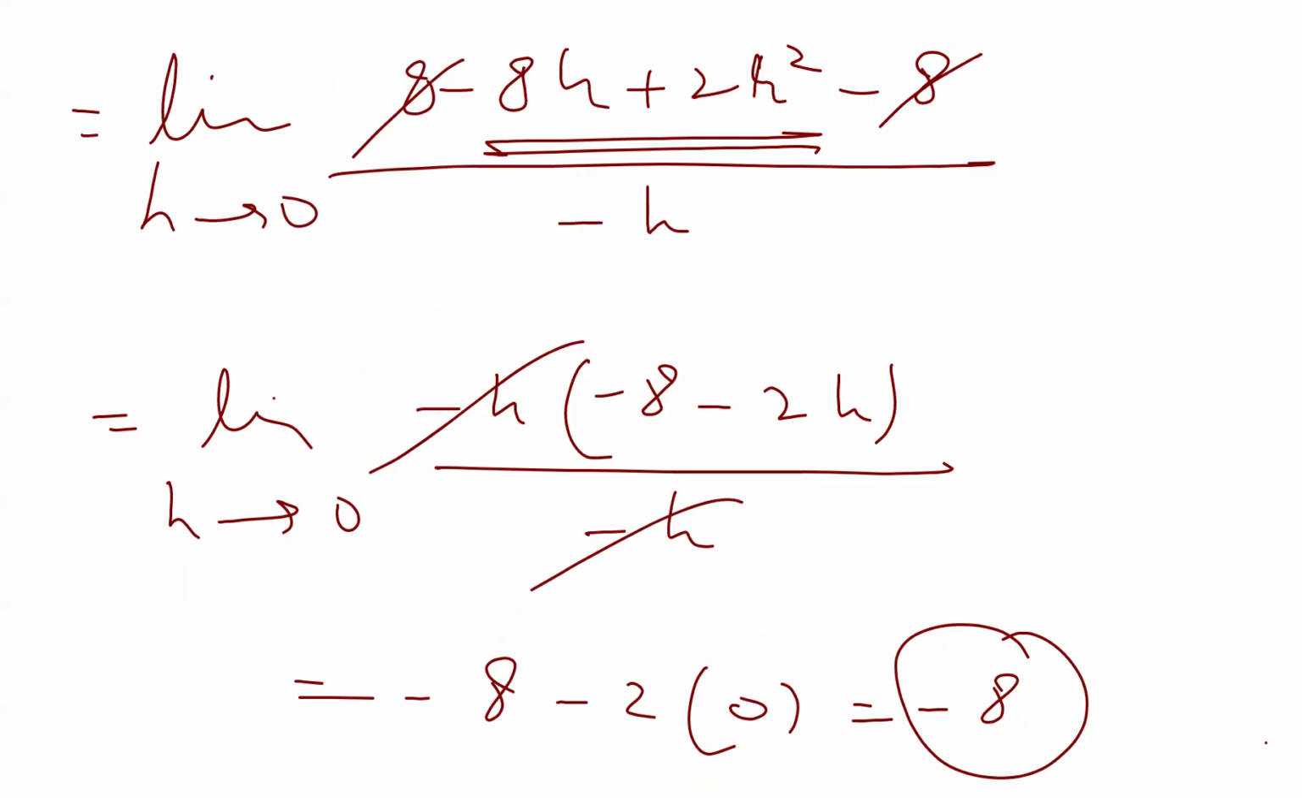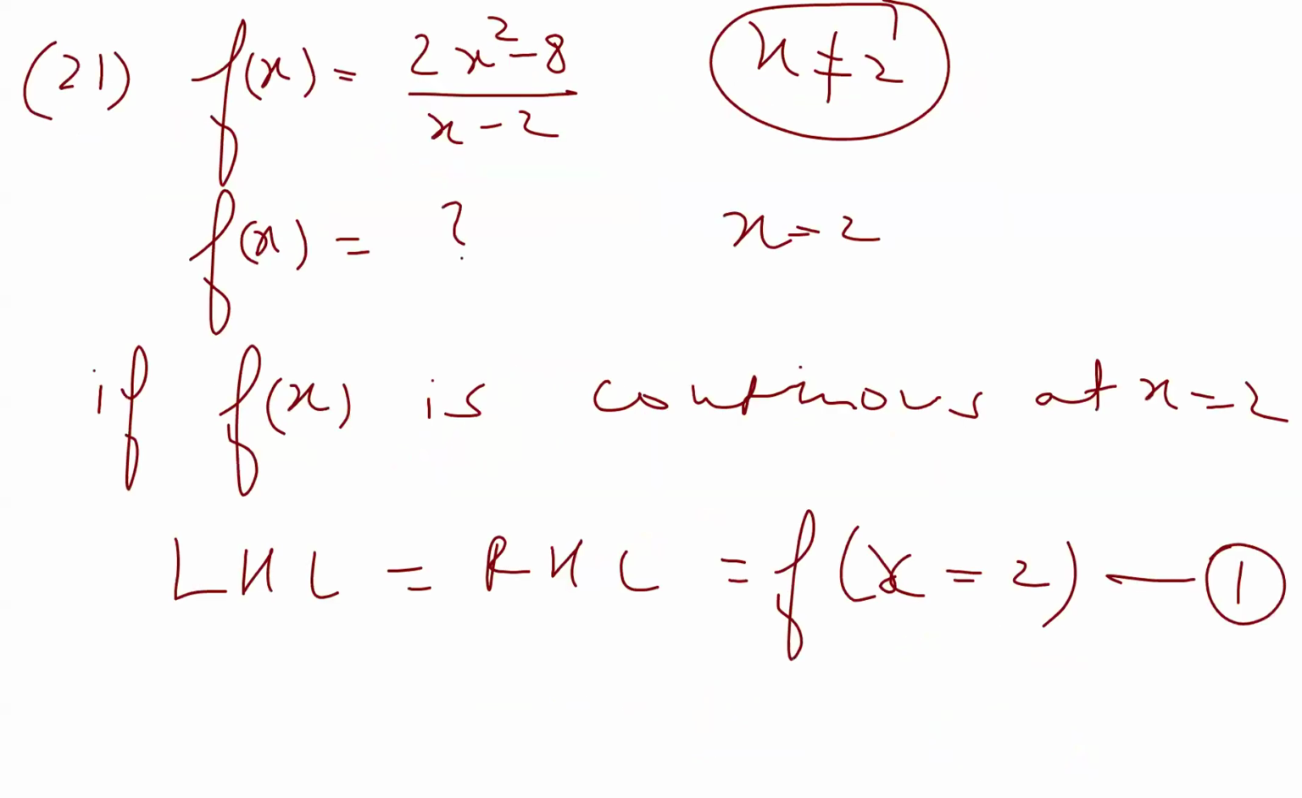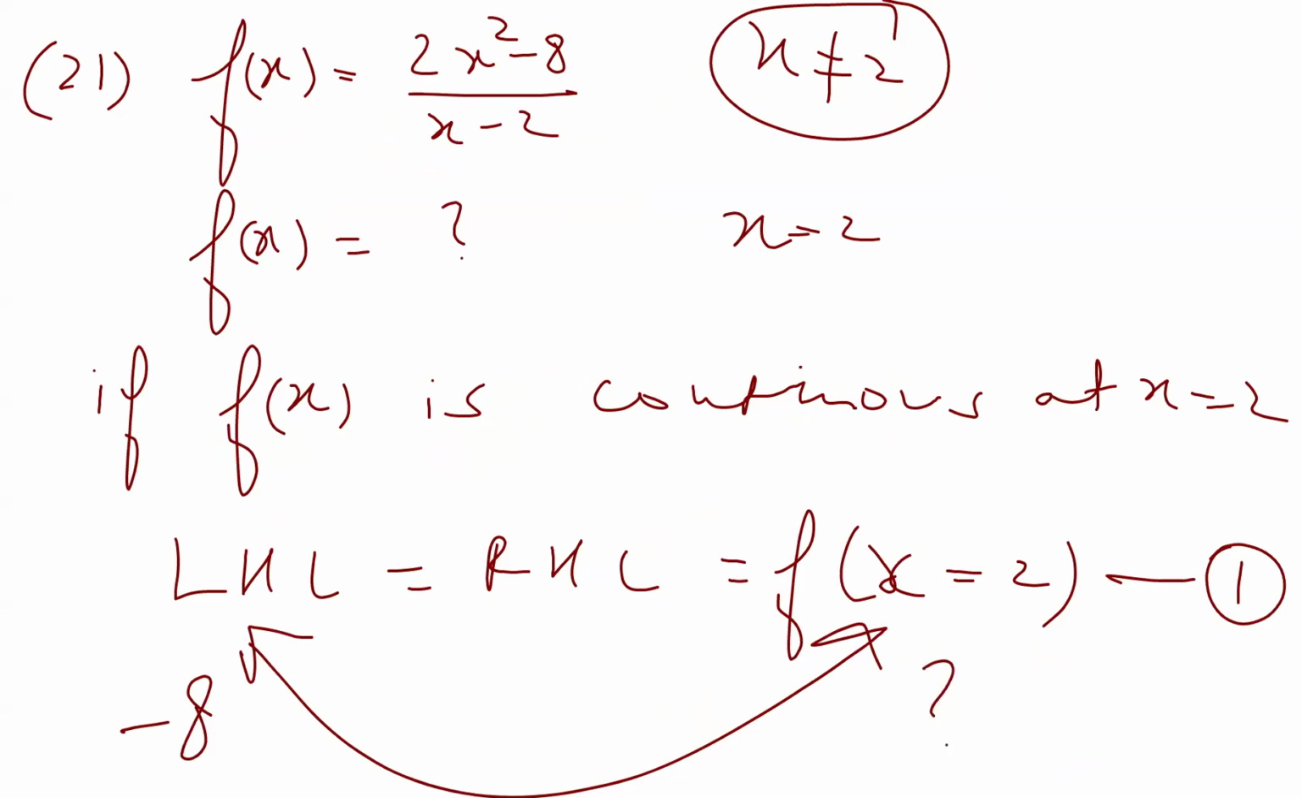I got the answer as minus 8, but then somehow the textbook is getting 8. I don't know how they're getting 8. So I think this is minus 8. LHL is equal to minus 8. Now since the function is continuous at x equal to 2, both are equal. LHL is equal to minus 8, and this value was a question mark. So the value assigned to x equal to 2 is minus 8.